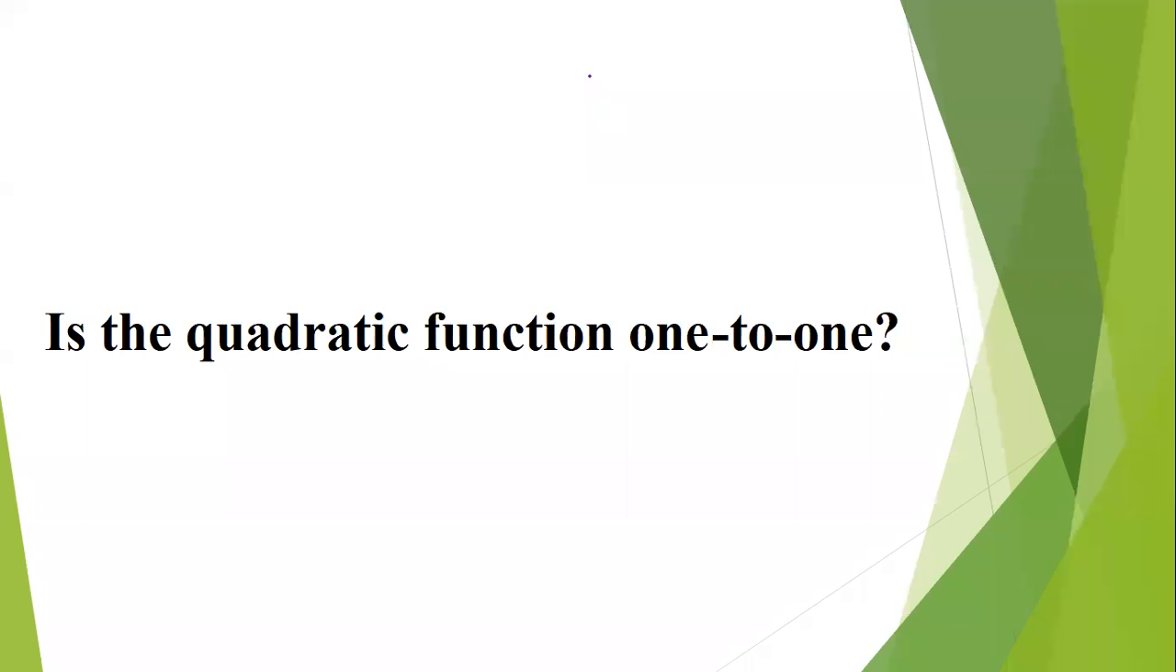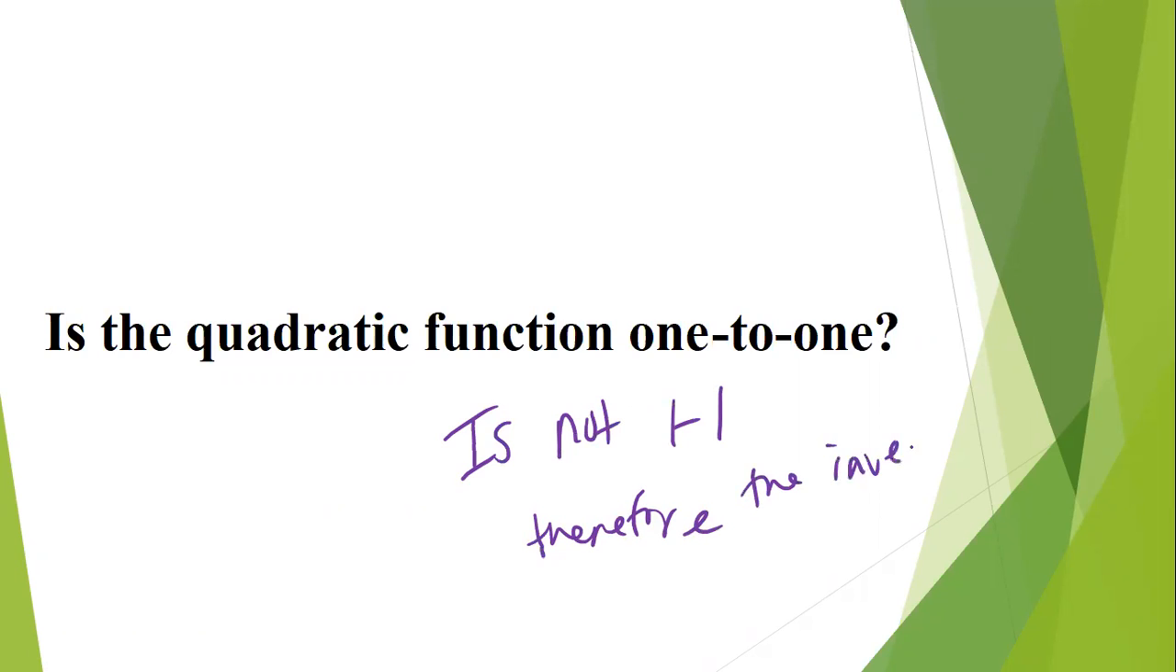That's what happens. And is that a function? No. All right, so in conclusion, the quadratic function is not one-to-one. Therefore, the inverse is a relation, not a function, unless we add restrictions.